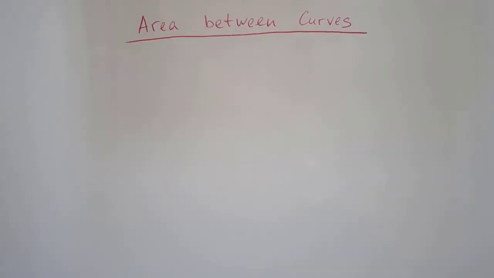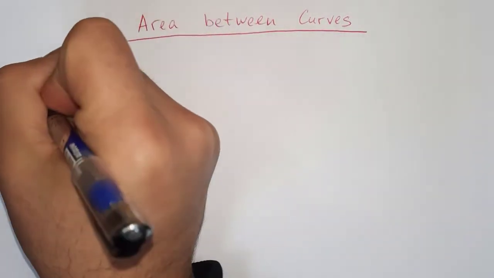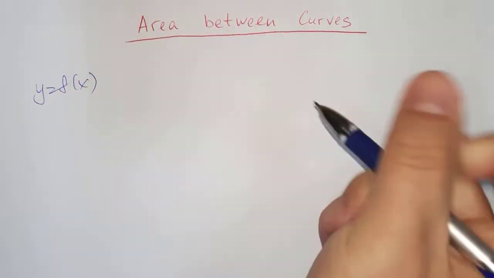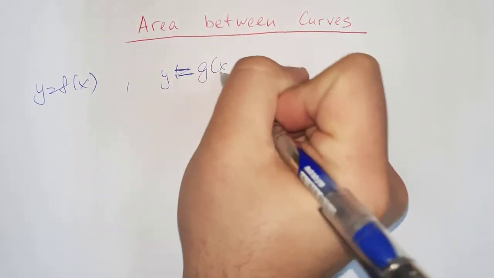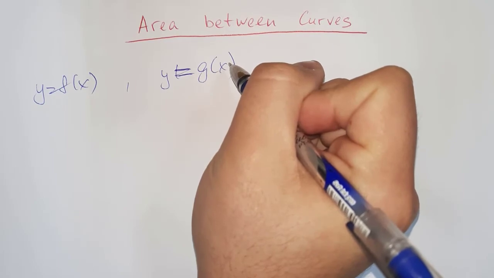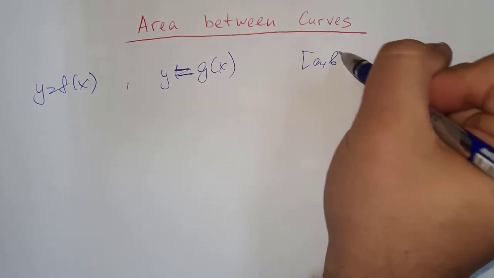And now we'll move to the section on applications of definite integrals. One of the applications is finding area, especially the area between curves. For example, we have two curves: y is f of x, and the next one is y is g of x. So we have two curves on the interval a, b.